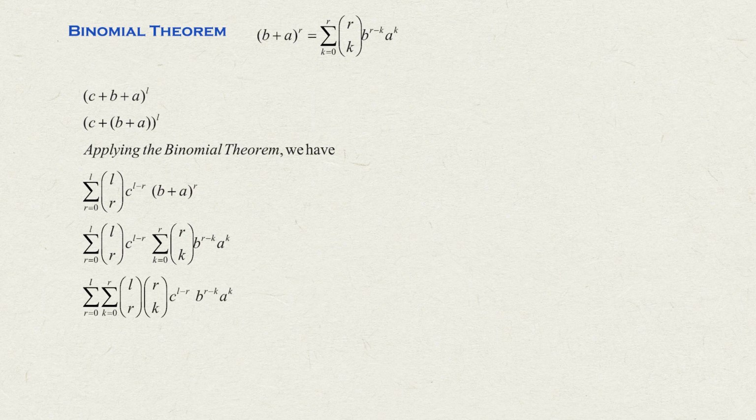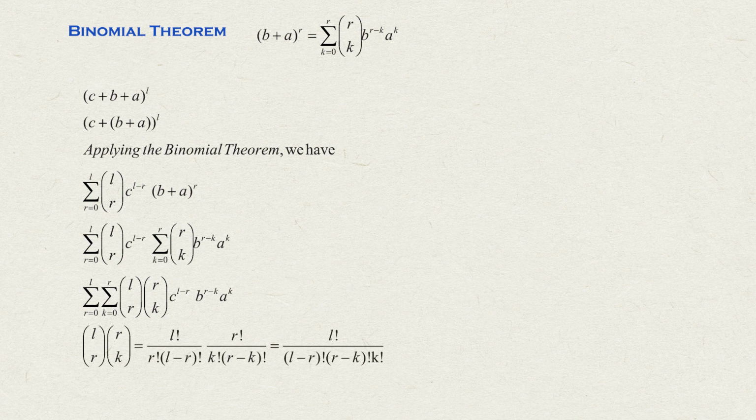And we know that L choose r times r choose k can be reduced to just L factorial over L minus r factorial, r minus k factorial, and k factorial. So we now have a way of expanding a trinomial, and we will use this formula in our next step.